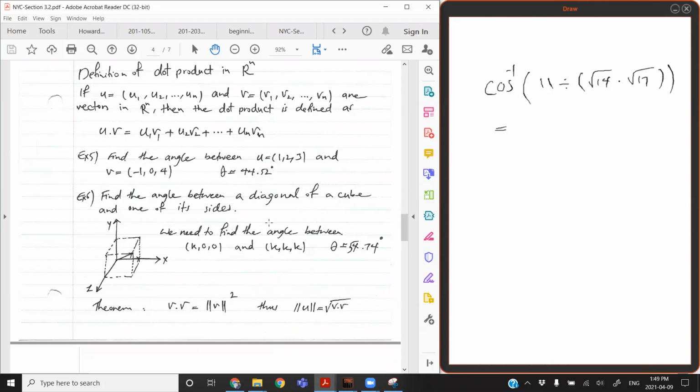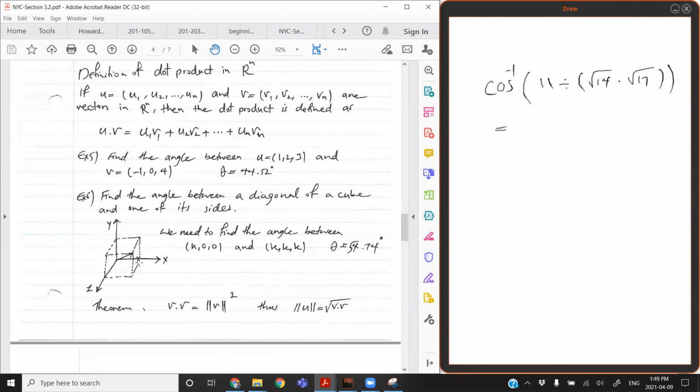Imagine you have a cube. This cube could be of any size. The side is k. So the length, the width, and the height are all k. Find the angle between the diagonal of this cube and one of its sides. It doesn't matter which side you pick, since it's totally symmetric, it's going to be the same. So you want to find the angle between the diagonal of the cube and one of the sides of the cube.